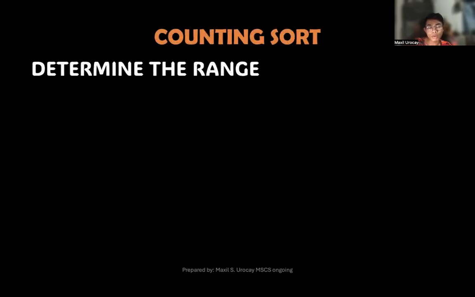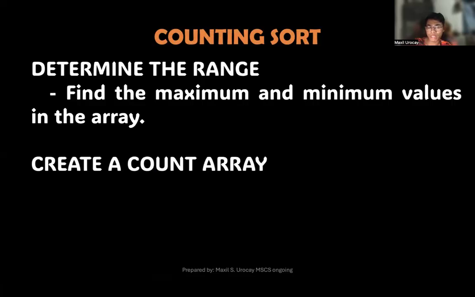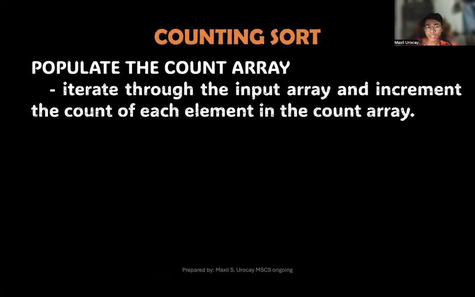Now, determine the range: find the maximum and minimum values in the array. So what will be the maximum, what will be the minimum values, write that down. Then creating a count array. That's the time that you will create an array where the index represents the element in the input array, and the value at that index represents the count of occurrences of that element. Afterwards, you have to populate the count array: iterate through the input array, and increment the count of each element in the count array.